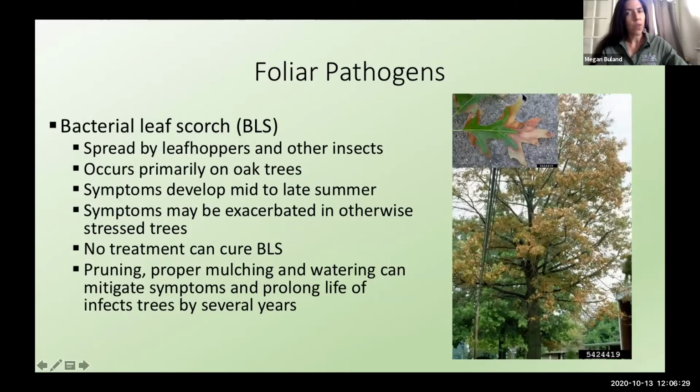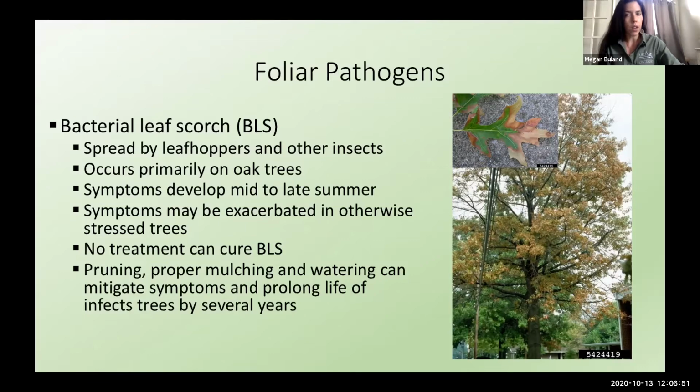Bacterial leaf scorch is another foliar condition that we'll see on trees in our area. And unlike powdery mildew, bacterial leaf scorch can be serious. As the name suggests, bacterial leaf scorch is a bacterial infection, and it's vectored or transmitted by leafhoppers and other insects from tree to tree.